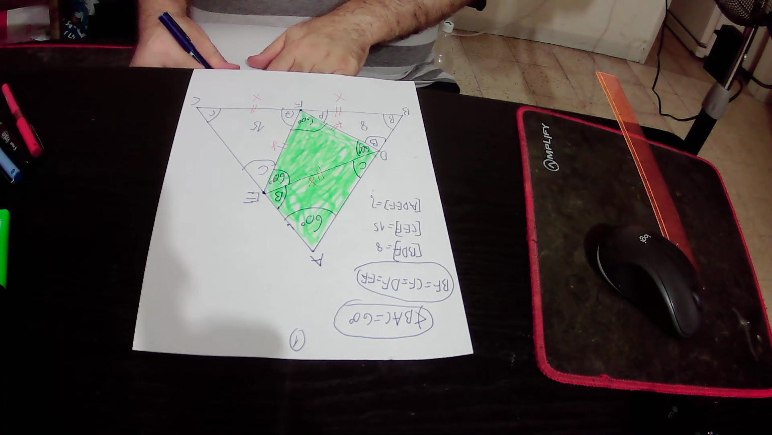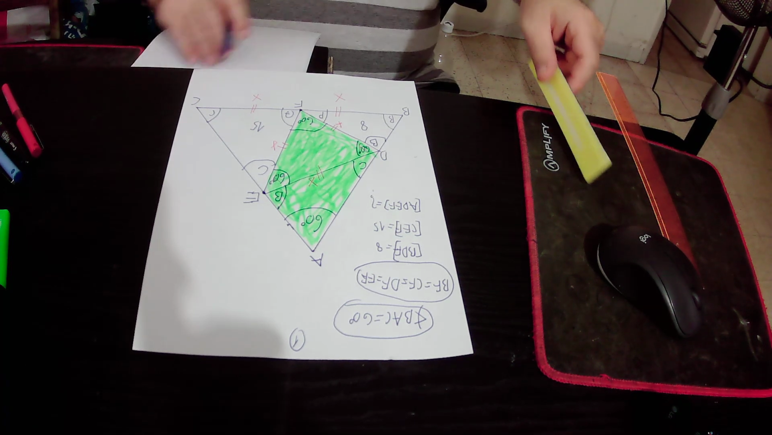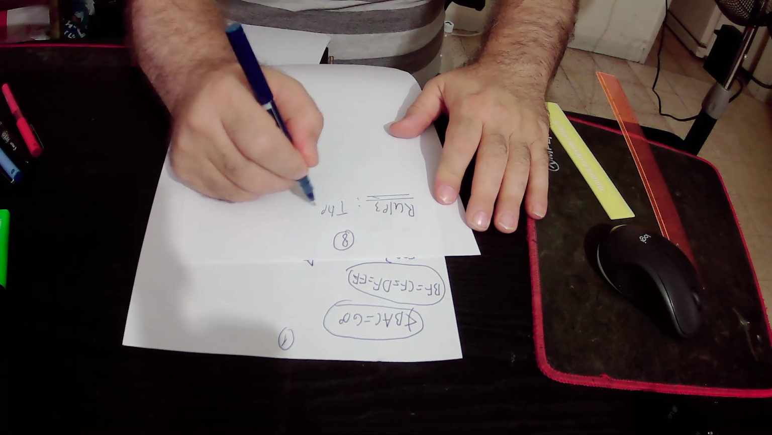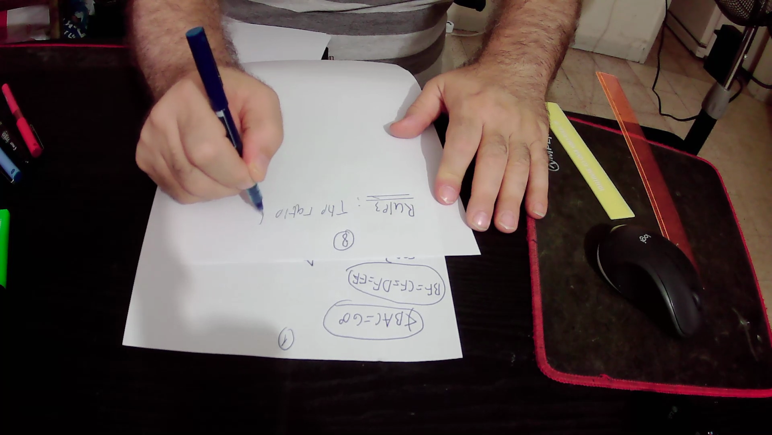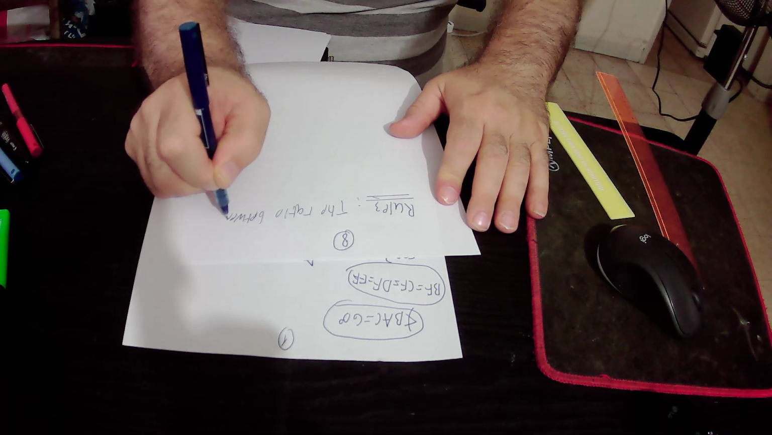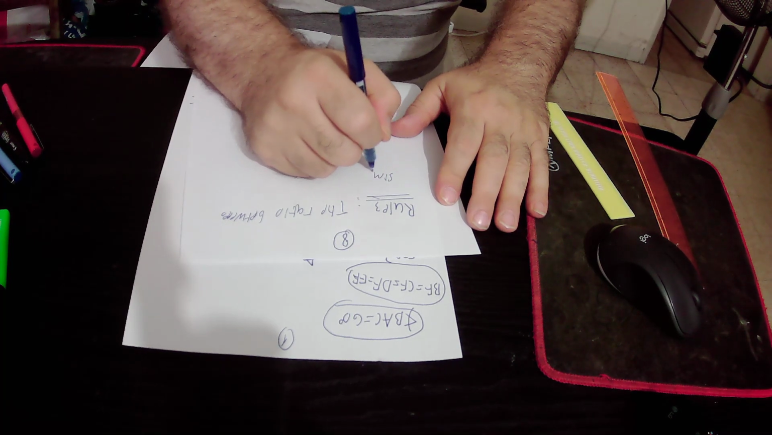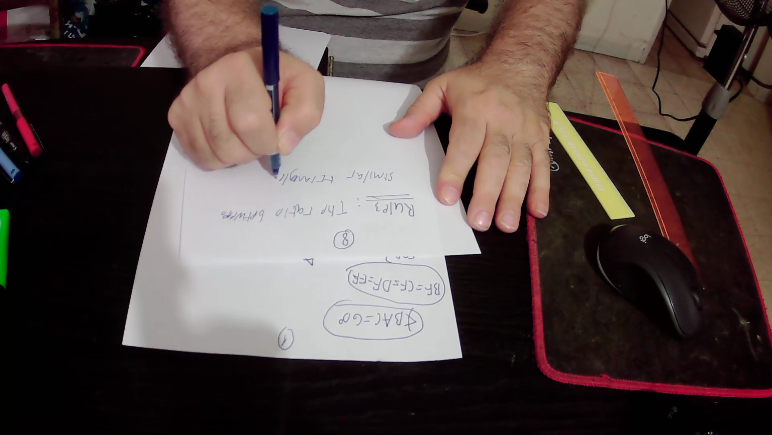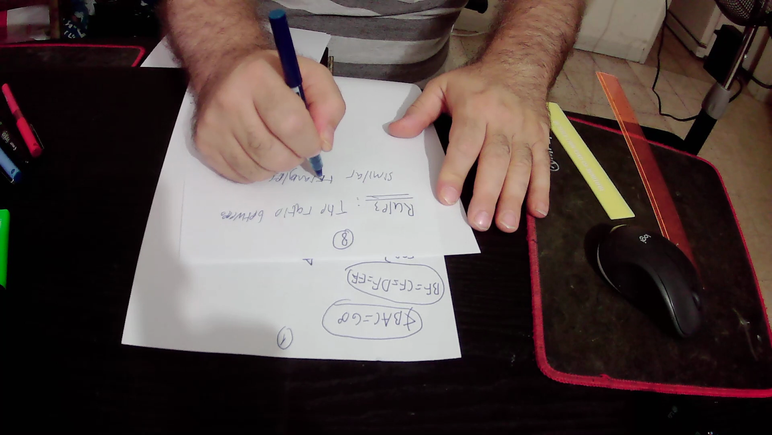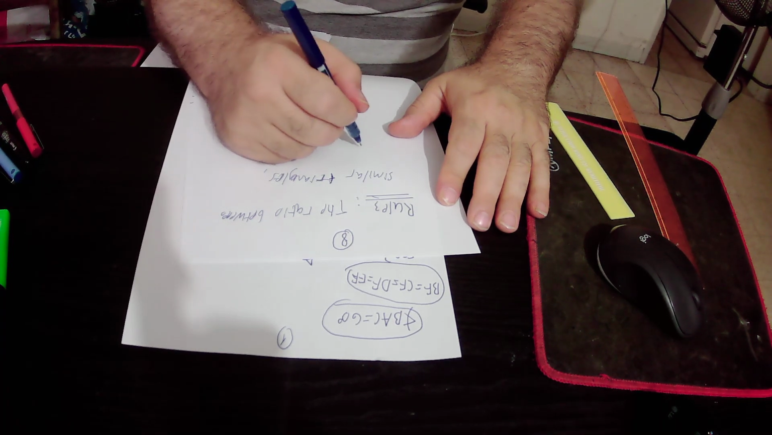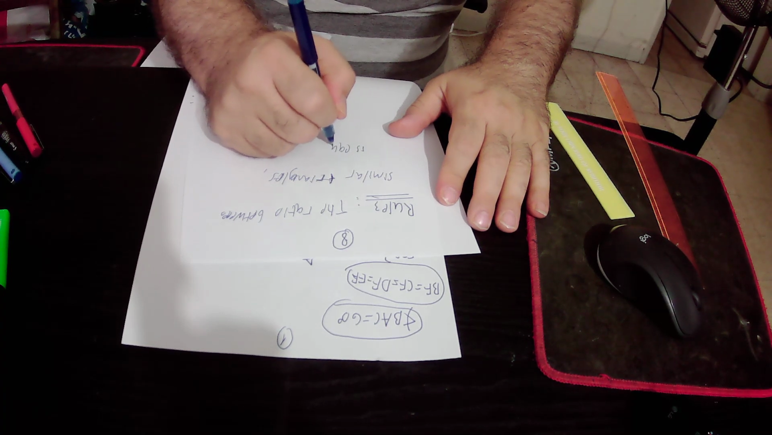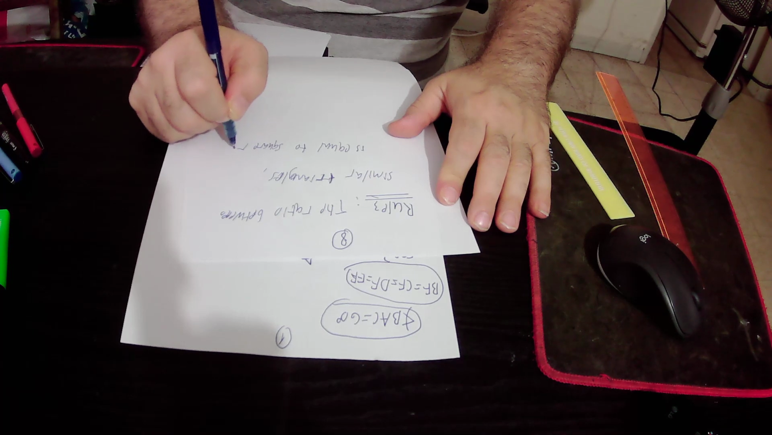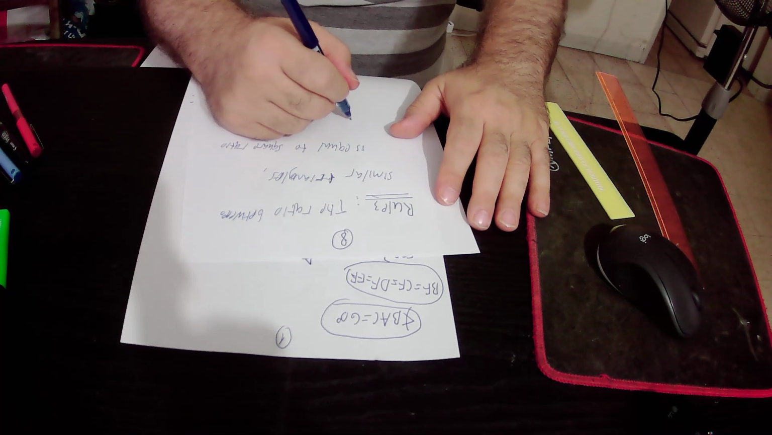So according to rule number 3, the ratio between similar triangles is equal to the square ratio of the corresponding sides.